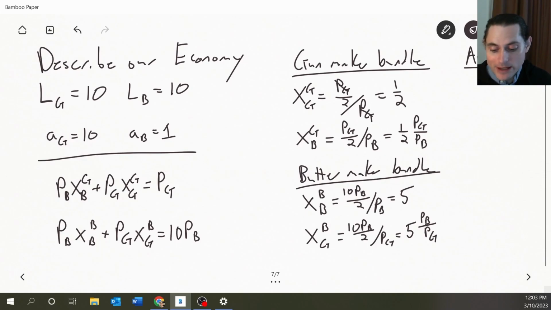Okay, so PB divided by PG has to be 1/10. Okay, so we can reason that way, and then we can do the same thing the other way. The butter maker gets 5 units of butter. 10 units of butter are produced, so it means that the gun maker has to also have 5 units of butter. The way we can do that is we can notice that PG divided by PB times 1/2 is going to have to equal 5, which means PG divided by PB has to be 10. Okay, so PB divided by PG is 1/10. PG divided by PB is 10. So PG divided by PB equals 10, from market clearing, all right?